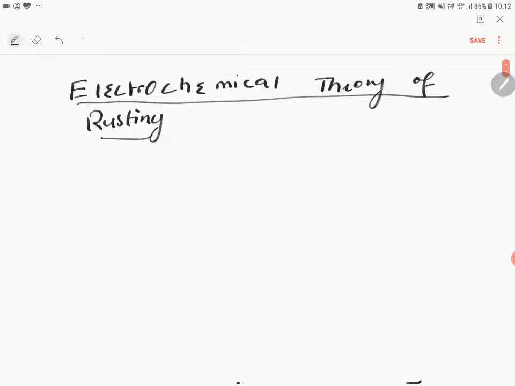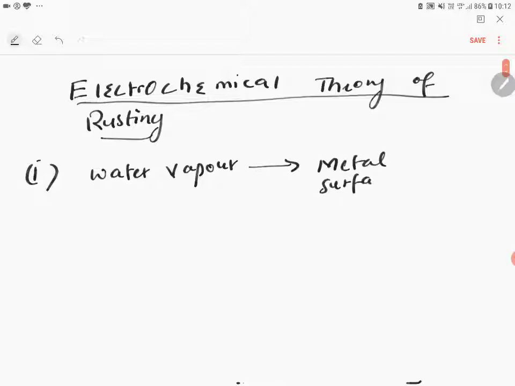Now, step 1: water vapor on the metal surface. What will it do? It dissolves carbon dioxide and oxygen from the air. This is what is happening in the first step.